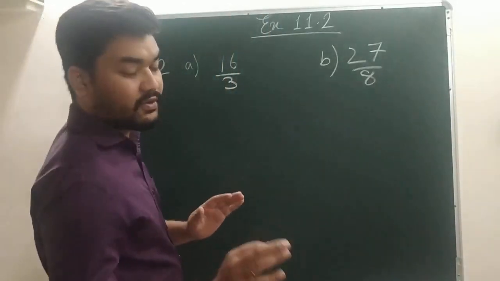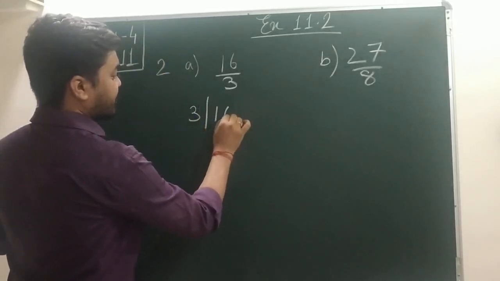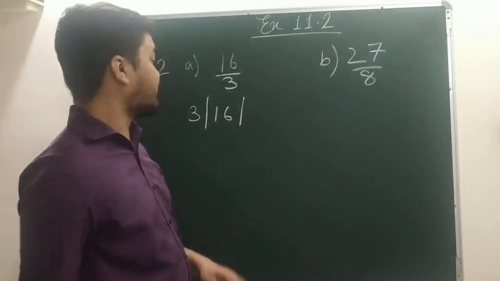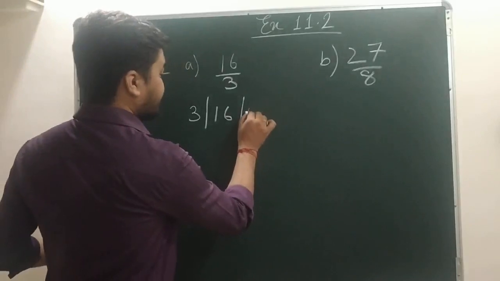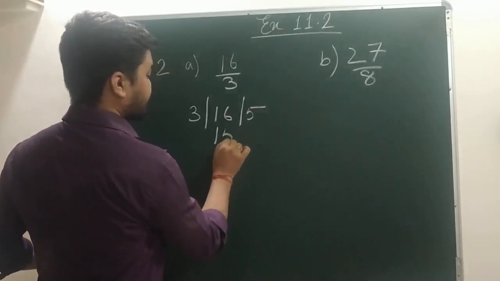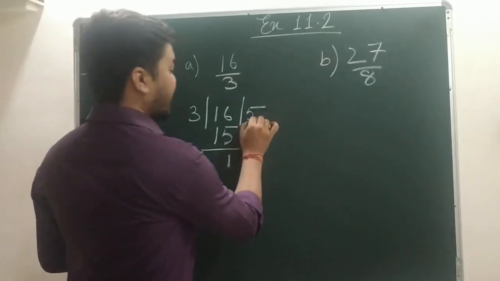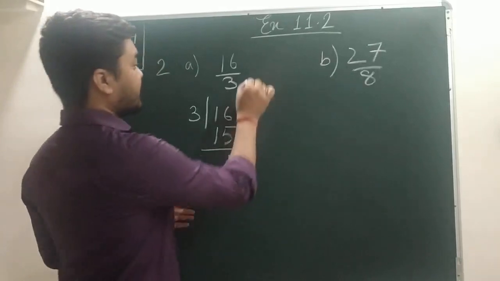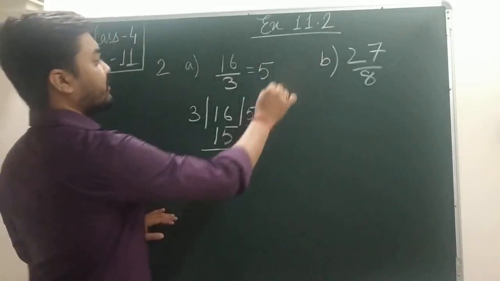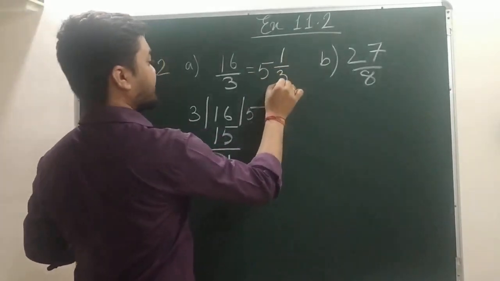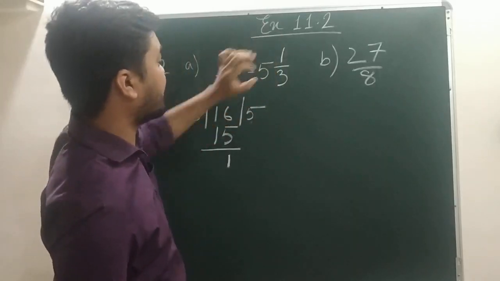What we are going to do? We are going to divide 16 by 3. 3 5s are 15. Here we are getting 1 as remainder. This 5 is called whole number. So we will write it here, and this 1 will go here and 3 will come here. This 1 by 3 is called fractional number, and this 5 is called a whole number.